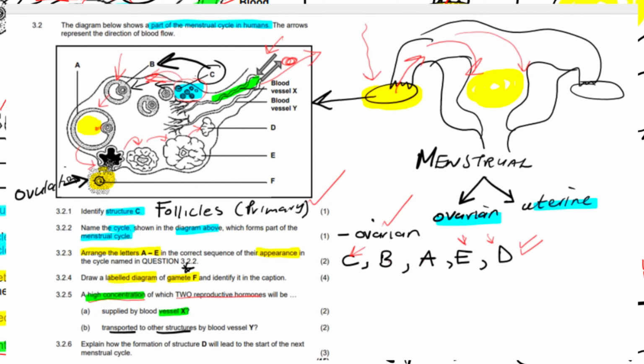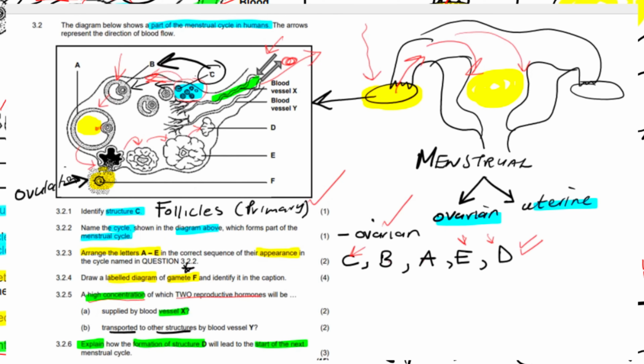Then 3.2.6, we are asked to explain how the formation of structure D will lead to the start of the next menstrual cycle. So remember, we've said a menstrual cycle, we are just having repeated events. So it means that the development of this follicle from being C all the way up to being D, it will start again just from being D and will go back to being C again, continuously like that. That is the ovarian cycle.